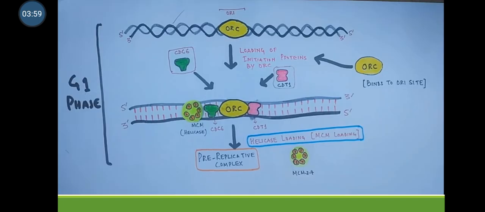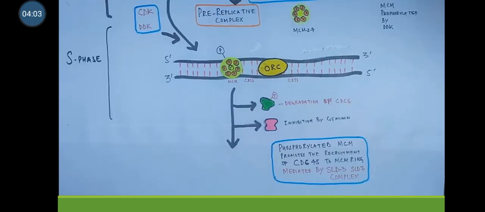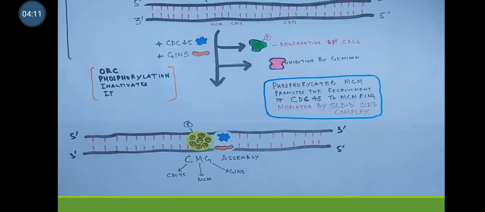This is a diagrammatic representation of the formation of the pre-RC, and here the degradation of CDC6 and inhibition by geminin is represented, and this results in the formation of CMG helicase.